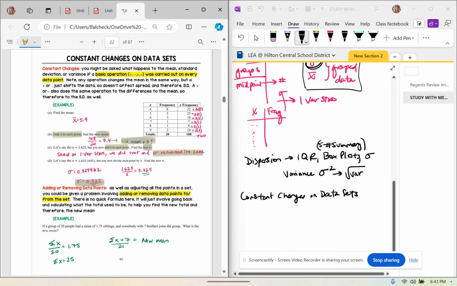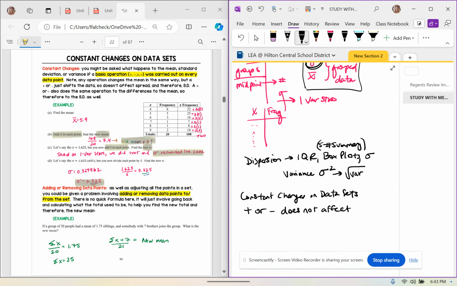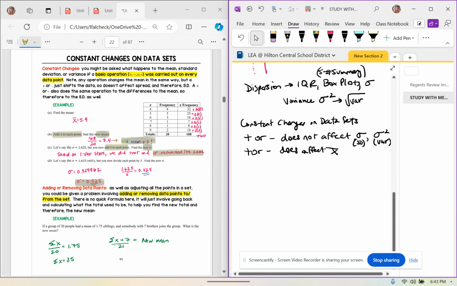So any operation changes the mean in the same way, but a plus or minus just shifts the data. So plus or minus does not affect the standard deviation or variance. Okay, but a plus or minus does affect the mean. You would just add or subtract that same amount.